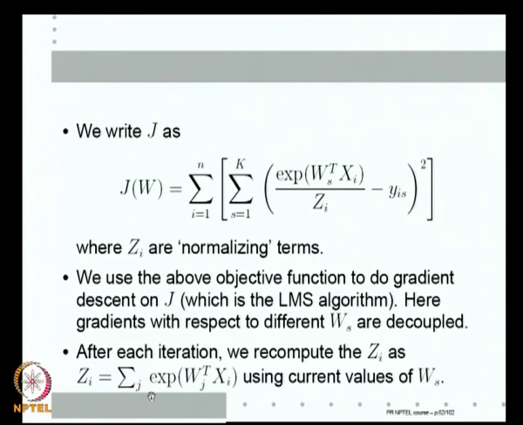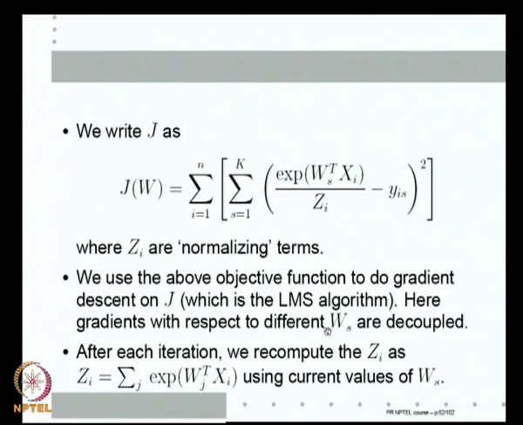So, after doing one gradient descent step for each of the W's, I use all their values to recompute the Z I's. But still the gradient computation is much simpler compared to the earlier one, where each of the terms in this inner summation contributes to the gradient. Now, only one term contributes to the gradient. So, computation of gradients becomes simple, and recomputing Z I after every iteration is a small extra computation cost to pay. So, often this approximation gives you a lot of computational advantage.